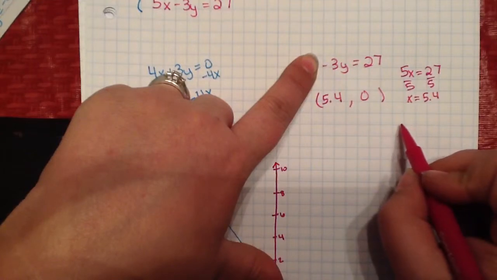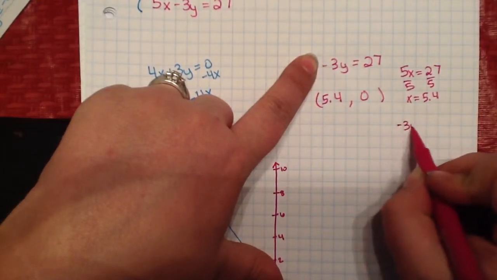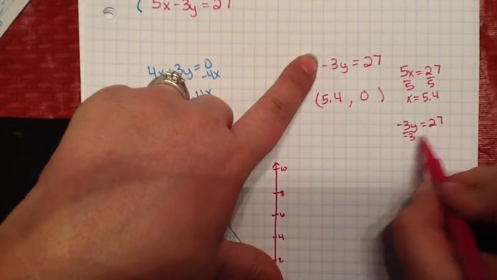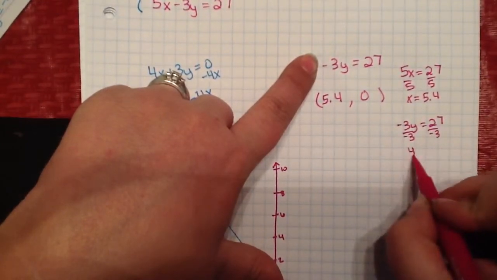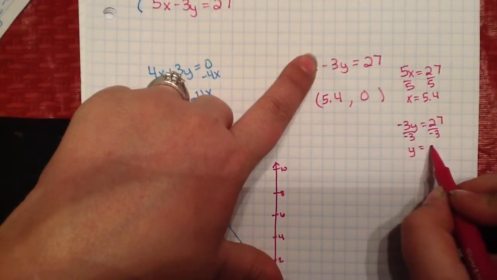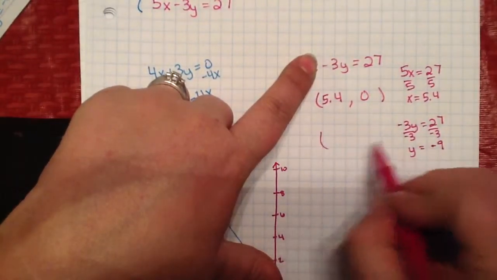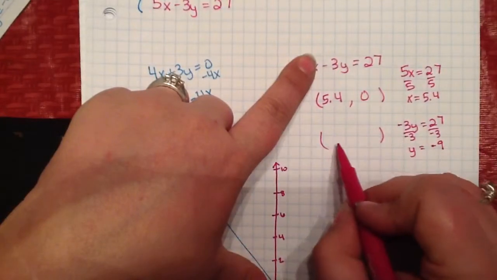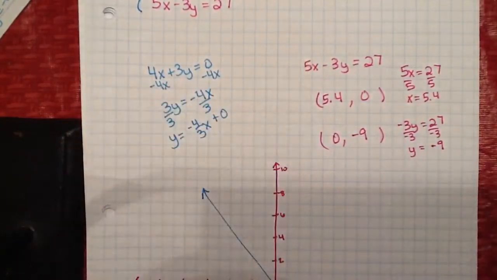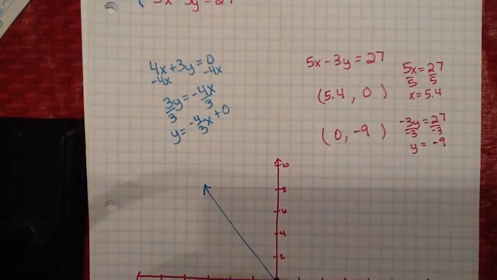Then on the next, to graph the other intercept, I cover up the x, and it's negative 3y equals 27 is what I've got left. If I divide by negative 3, I find out that y is negative 9. In order to write this as an ordered pair, I put the 0 first because I have my x covered up, and negative 9 as my y value.